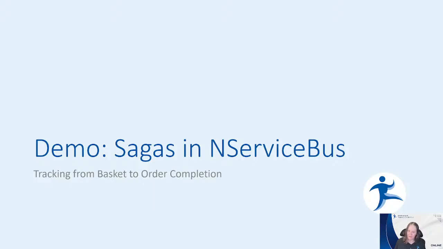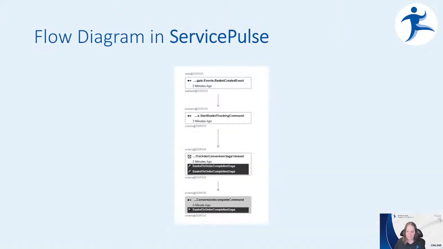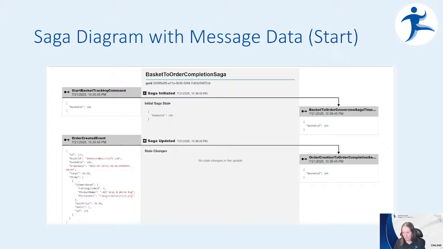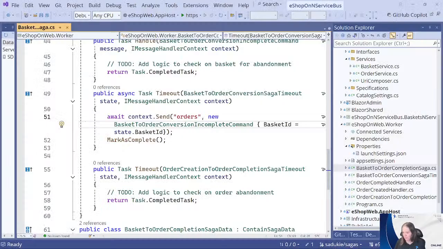We looked at sagas, showed basket to order completion using eShopOnNServiceBus. So with ServicePulse, you can track these things, sequence diagram for it, flow diagram. The saga diagram in ServicePulse starts out by not showing the details, but there's a button up at the top that allows you to track the details for each of the messages. Show that as well. I think one other thing I didn't show in this code was the audit. So I added that.